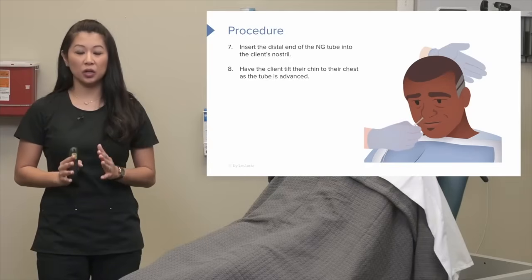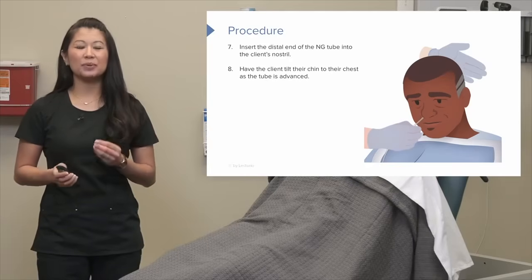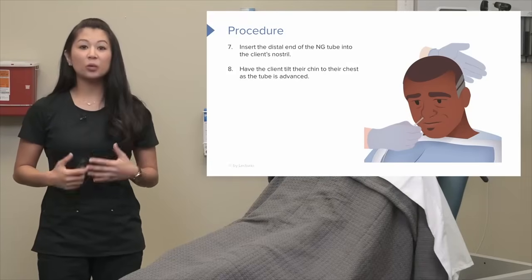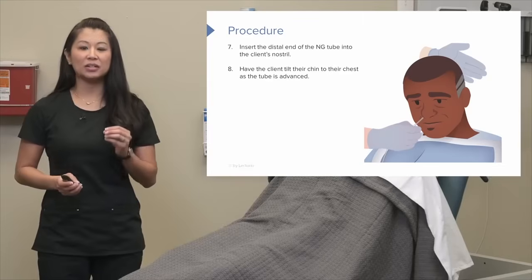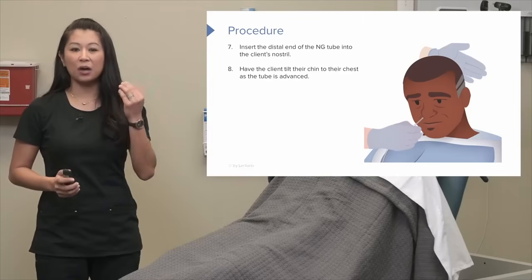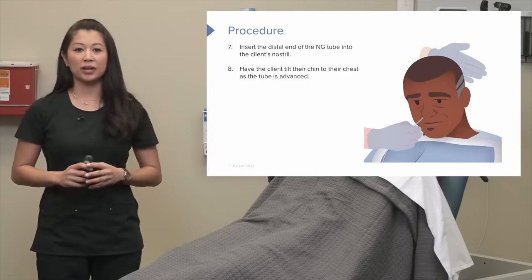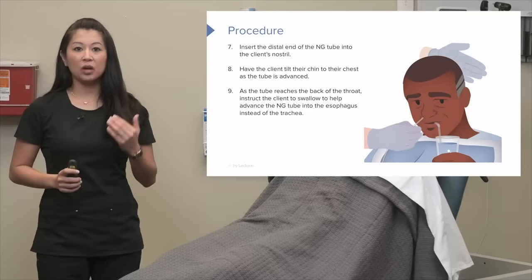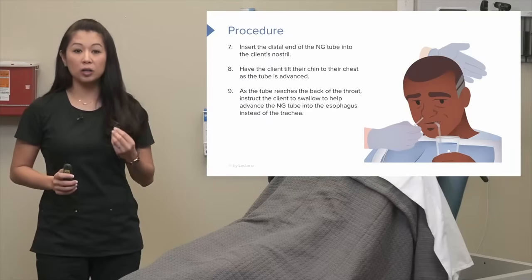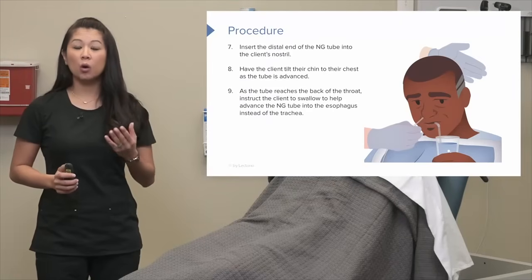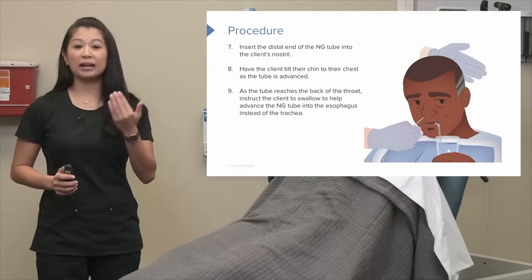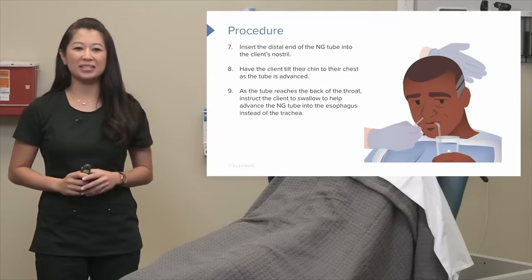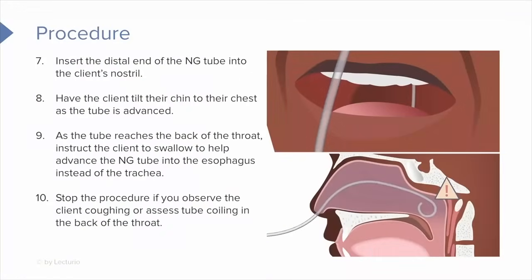Now once that's occurred, you want to teach your patient to position their chin to their chest like so. This is really going to help advance that tube past the back of the mouth into the throat and not into the trachea. Now once we reach the back of the mouth, we can then have the client swallow through air or take a drink of water to facilitate the movement of that tube further down the esophagus.